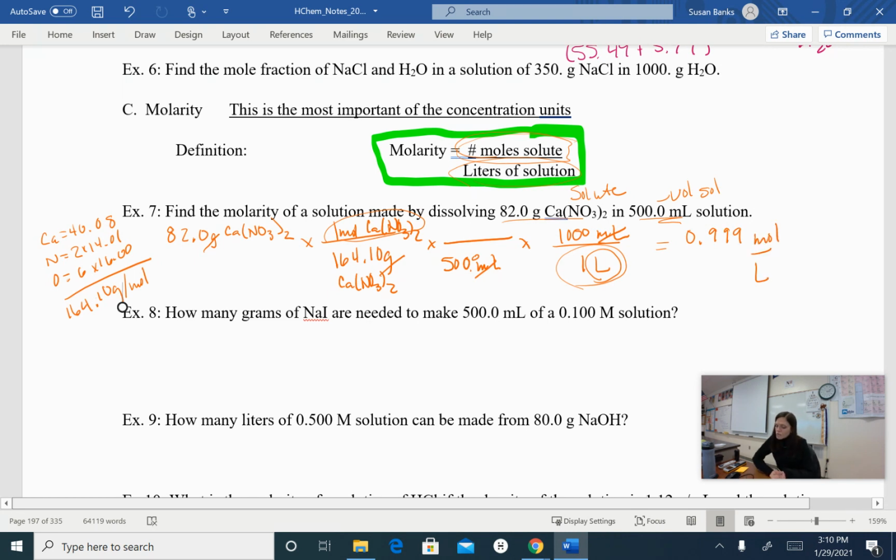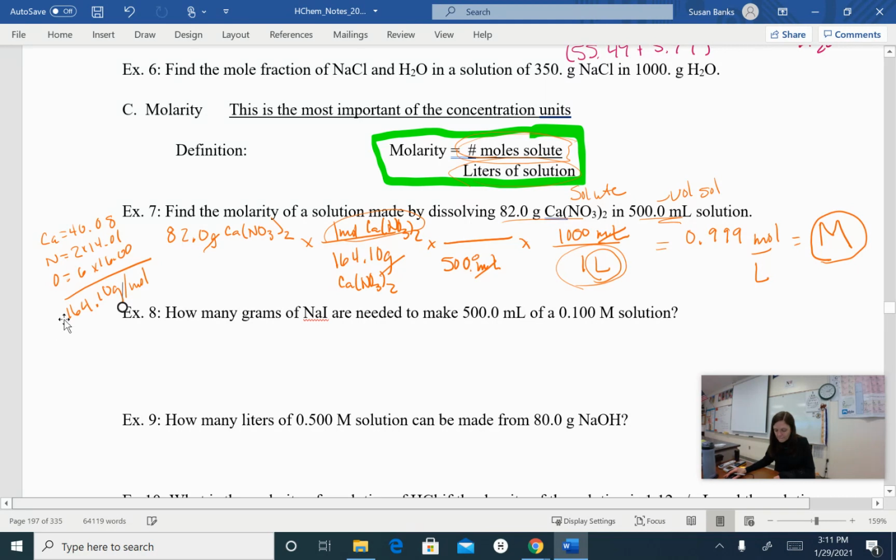Now there is a shorter way of doing the units. Instead of writing moles per liter, we've decided that molarity can be shorthanded with a big capital M. That big capital M means moles per liter.